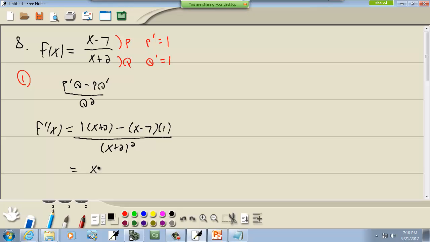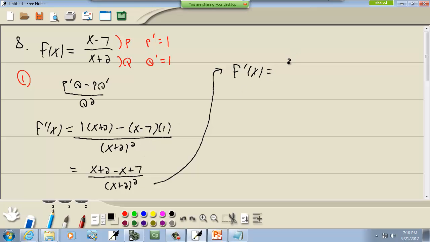Well, that gives us x plus 2. Remember, a negative out in front of your parentheses flips the sign of everything, so it becomes negative x plus 7 over x plus 2 squared. So then, our derivative, the x's cancel. 2 plus 7 is 9 over x plus 2 squared. Let's do our test cases. But this one has another little trick like the previous problem I'm going to mention after we do it.